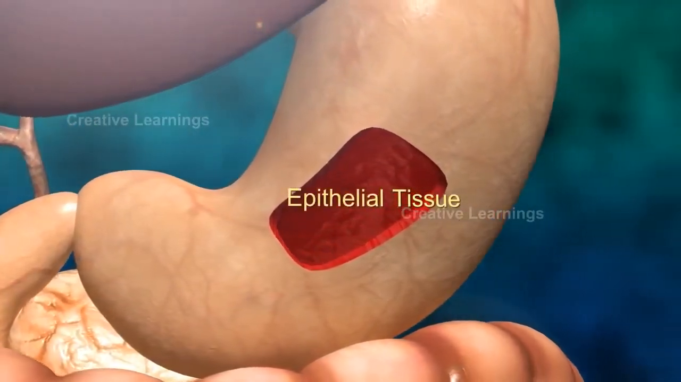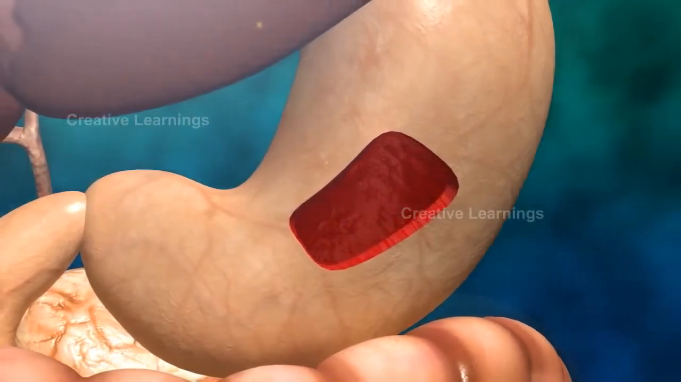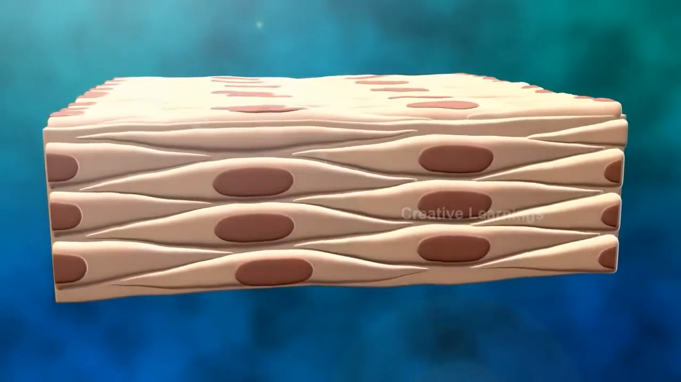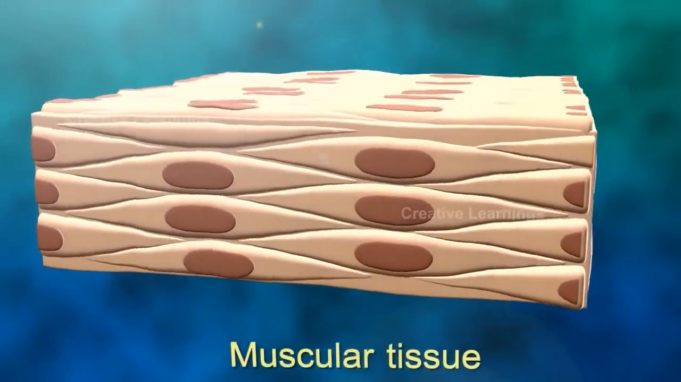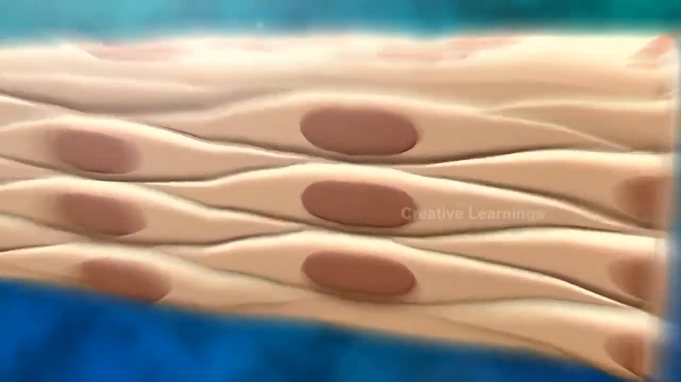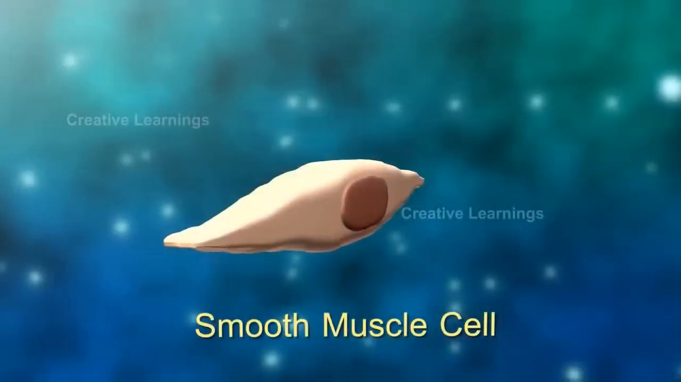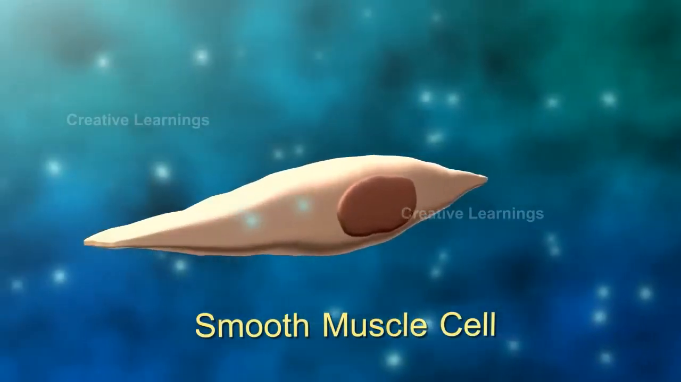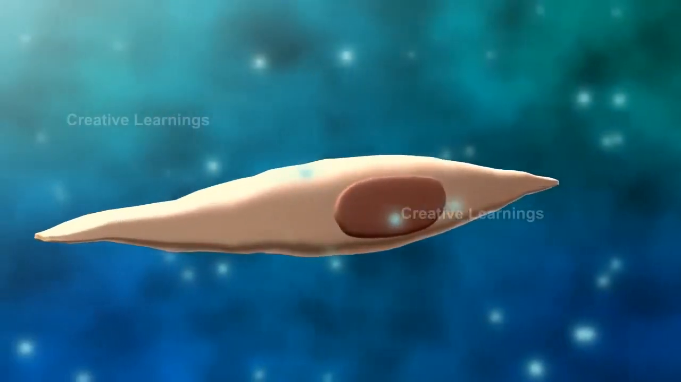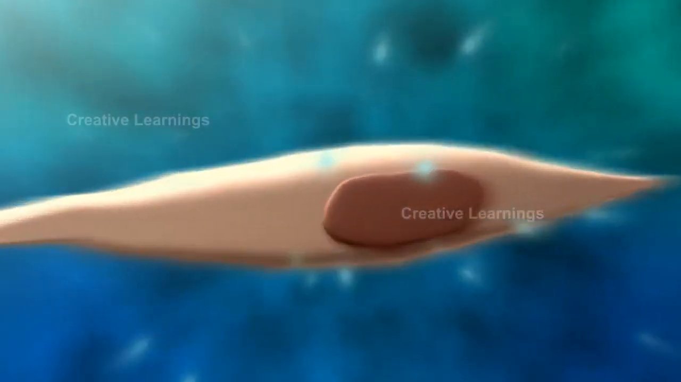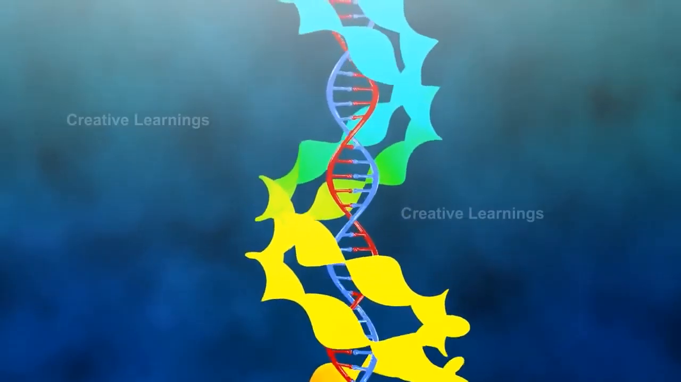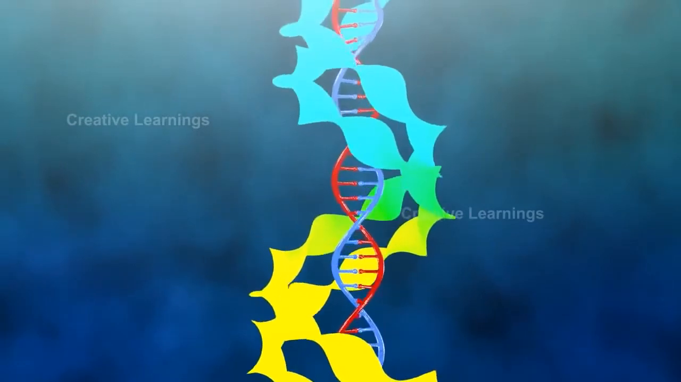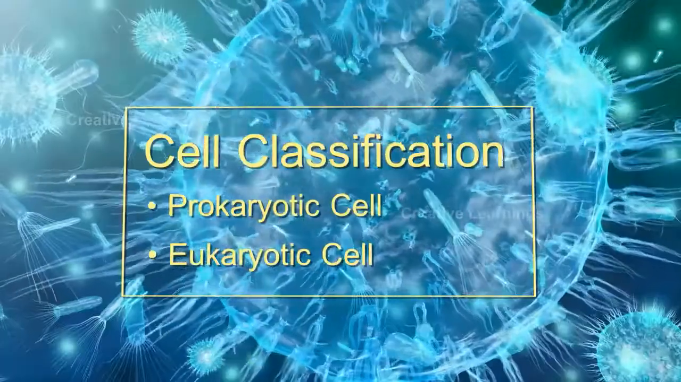Tissues are groups of similar cells that perform the same function, such as the epithelial tissue and the smooth muscle tissue pictured here. Tissues are made up of cells, and the cells are the smallest units of life. Finally, cells contain organelles and molecules such as DNA.